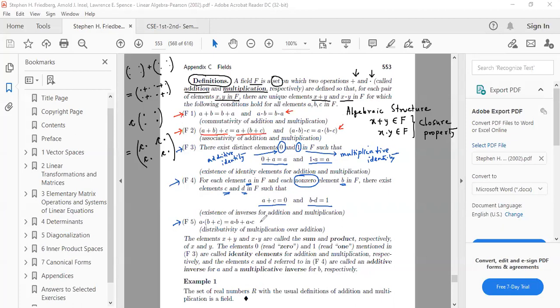Now in F5, what are they doing? They are combining the dot and plus operations together. This property is called the distributive property. Why is it called distributive? Because the multiplication operation is being distributed to each of the elements present inside the bracket. So dot is actually operating on each of these elements. A dot (B plus C) is equal to A dot B plus A dot C. This is called the distributive property.